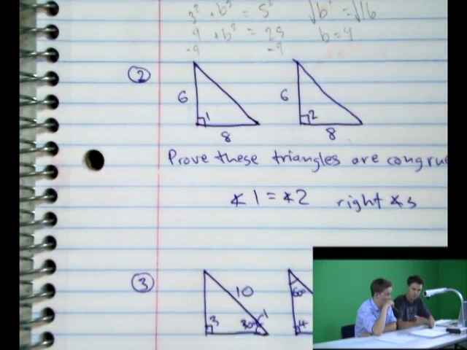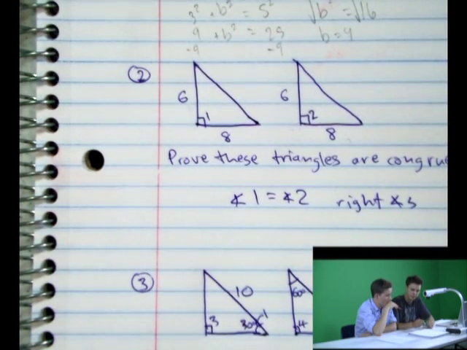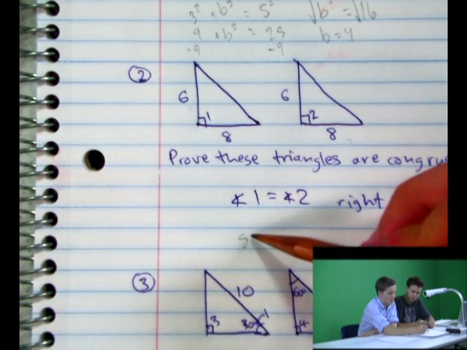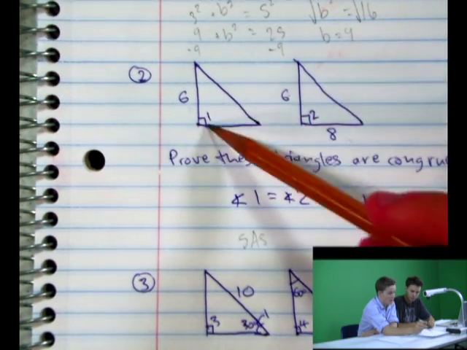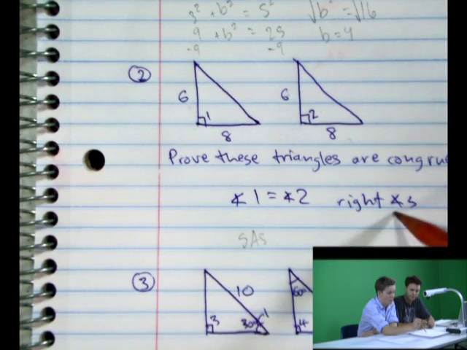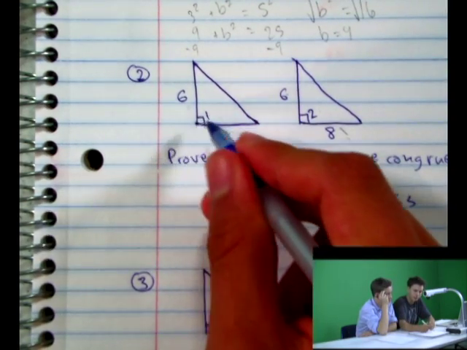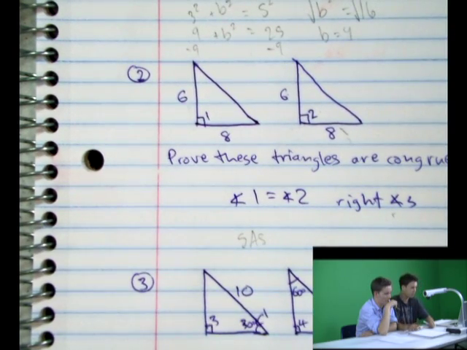So if these two angles are equal and these sides are equal, how do you prove the triangles are congruent? The triangles are congruent by side angle side, because these sides are equal to each other, these angles are equal to each other because they're both right, and these sides are equal to each other. It's important that the angle is in between the two sides. Alright, good job. Number 3.